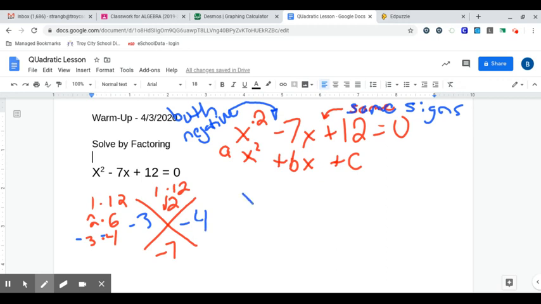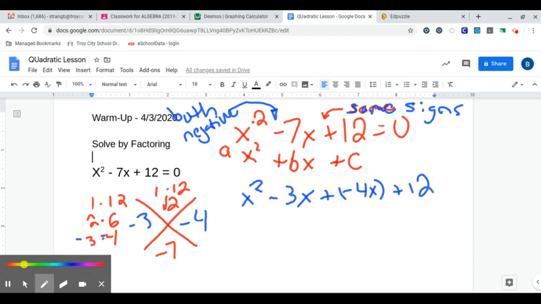We bring down our first term, the x squared. And now we go negative 3x. Remember, when I have two negatives, I'm going to go plus a negative 4x and then plus 12. So when I do this, I'm going to do my grouping now. I'm just going to change my color to do grouping. I'm going to group these guys together, and I'm going to group these guys together, right?